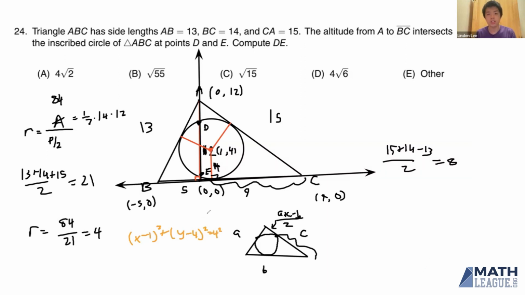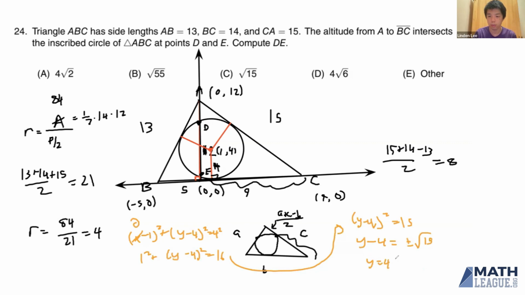Now, what do I want? I want points D and E, which occur when x is equal to 0. So you plug in 0. And what you get is 1 squared plus (y minus 4) squared equals 4 squared. So (y minus 4) squared is equal to 15. y minus 4 equals plus or minus root 15. And y is equal to 4 plus or minus square root of 15. And thus, the coordinates of points D and E are (0, 4 plus or minus square root of 15).